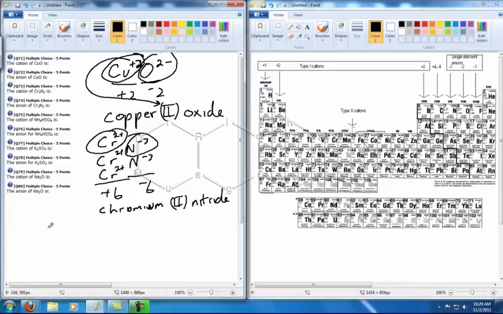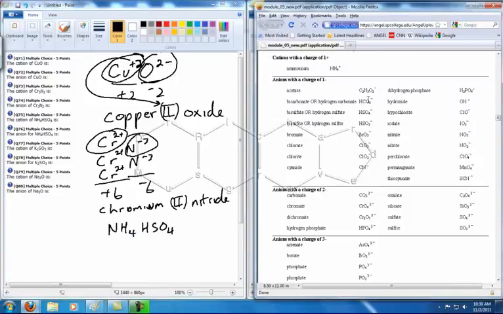Alright, so using the next one, we've got NH4 HSO4. As you can see, the ion here is a polyatomic ion, so I'll pull up the polyatomic ion sheet. And you can see that we've got a polyatomic ion for the cation as well, the NH4+, that's up here. And the anion is HSO4, which is over here. HSO4 is bisulfate or hydrogen sulfate, HSO4 minus.